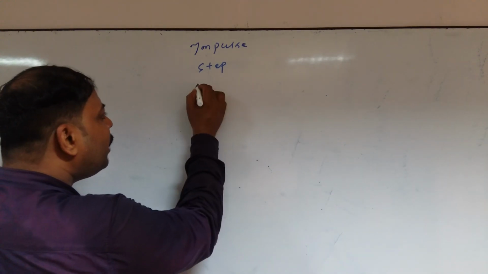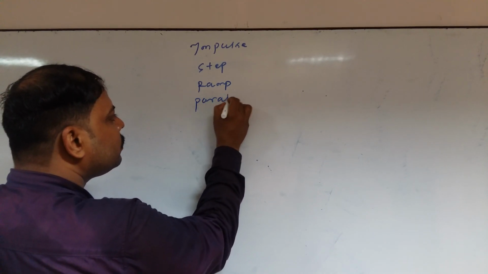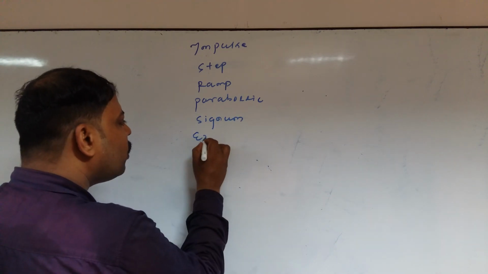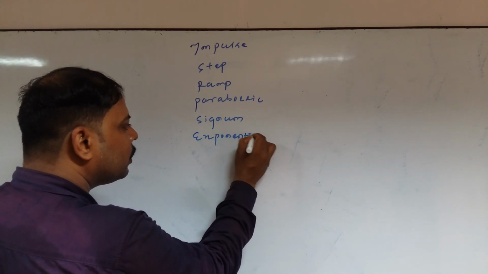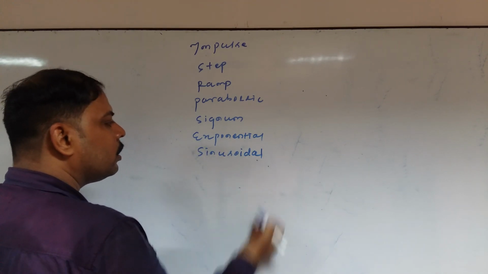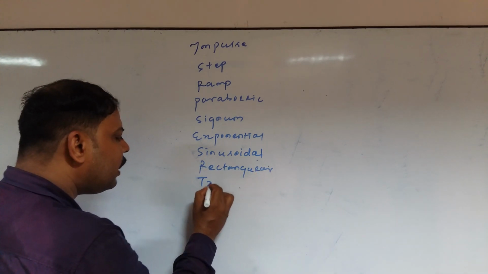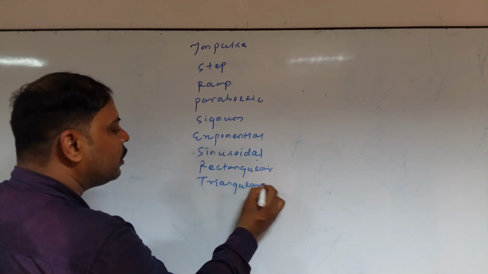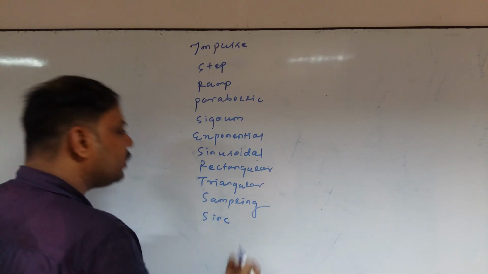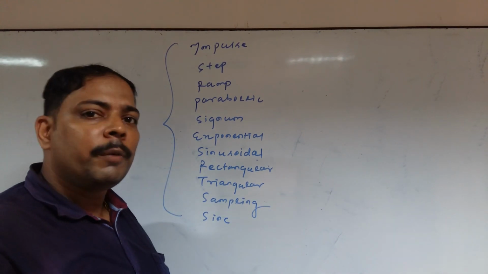Then I will have to cover ramp, then parabolic, then signum, then exponential, then sinusoidal, then rectangular, then triangular, then sampling, then sinc. So these are the special kinds of signals we will cover.